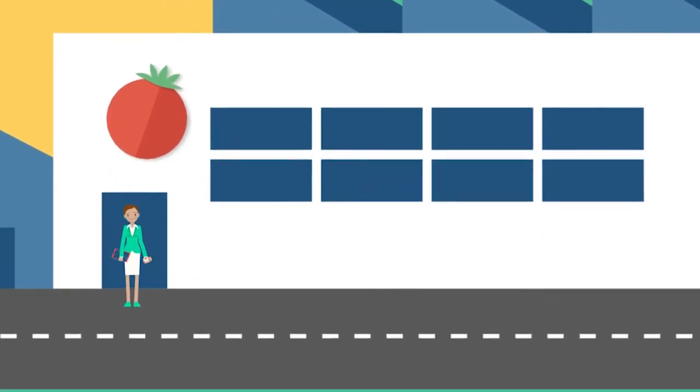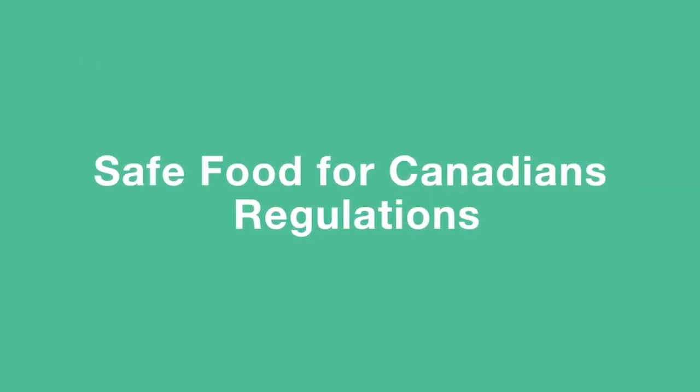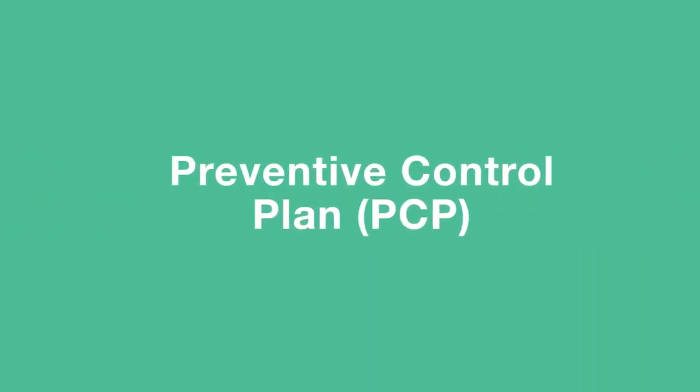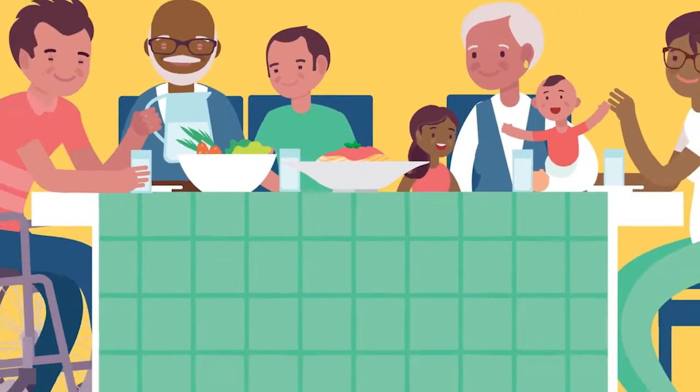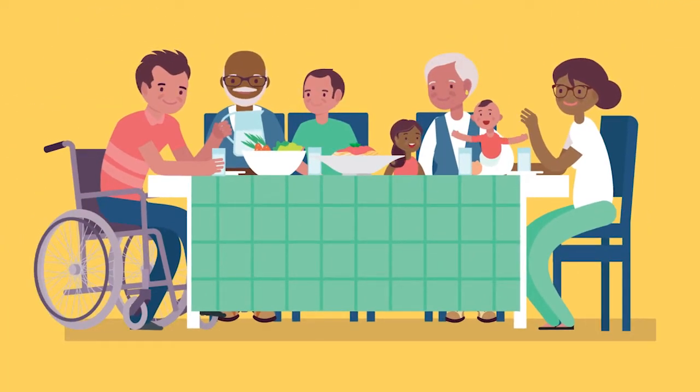Anna owns a pasta sauce business. Under the Safe Food for Canadians regulations, she needs a Preventive Control Plan, otherwise known as a PCP. This plan is a written document that outlines how a business makes sure that the food it makes is safe and fit for us to eat.